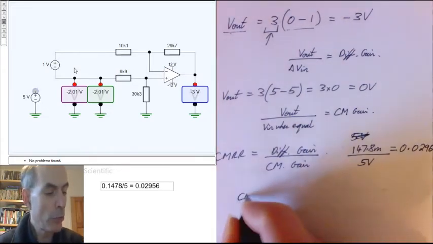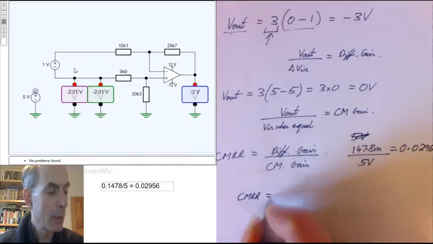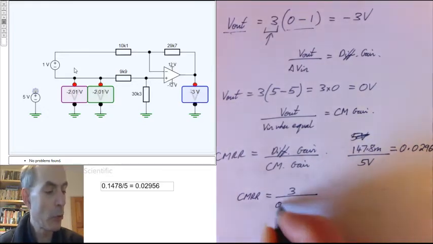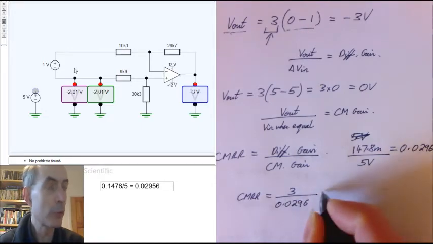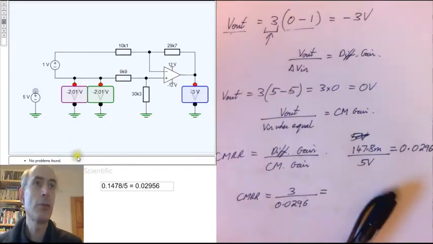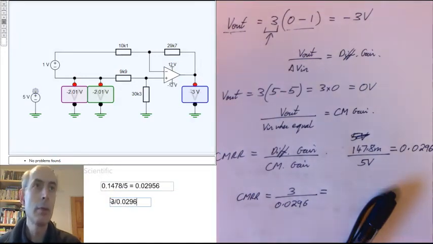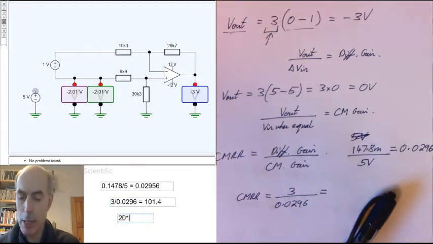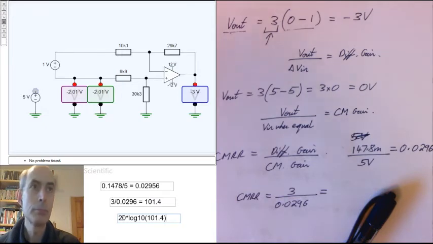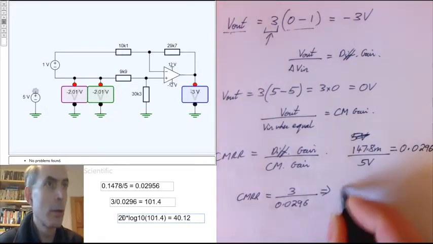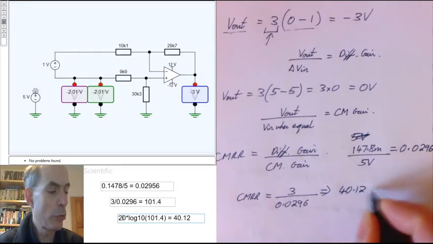Our common mode rejection ratio, therefore, is 3 divided by 0.0296, which, if you express it in terms of dB, is 40.12 dB.